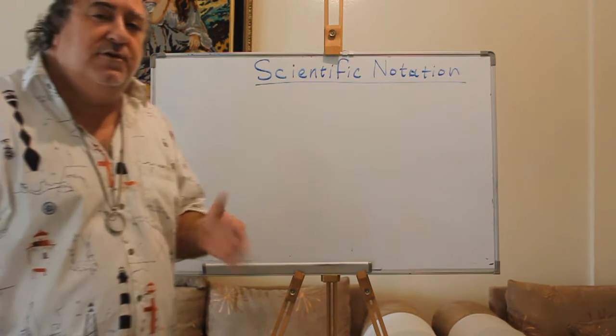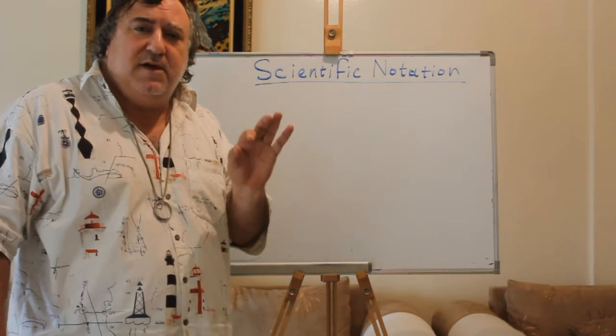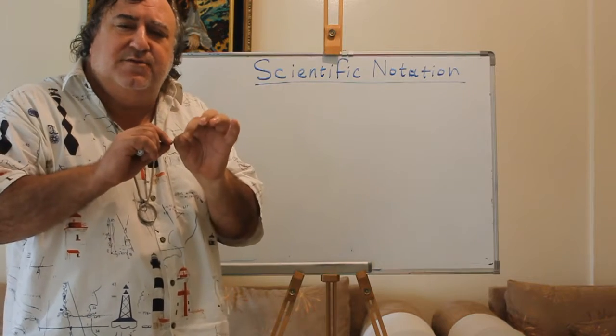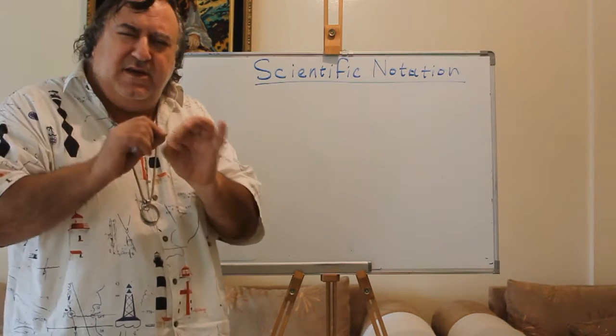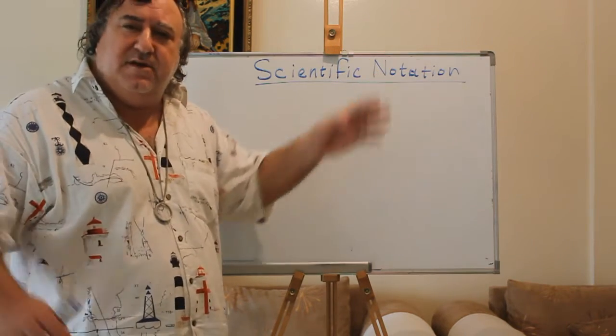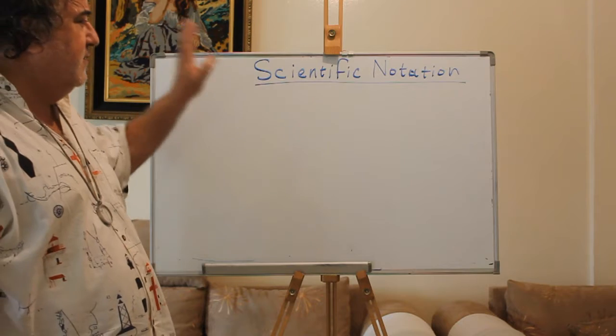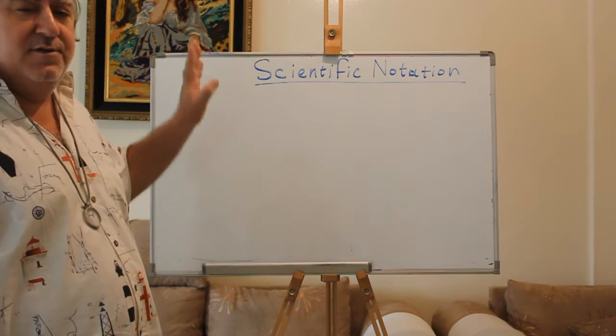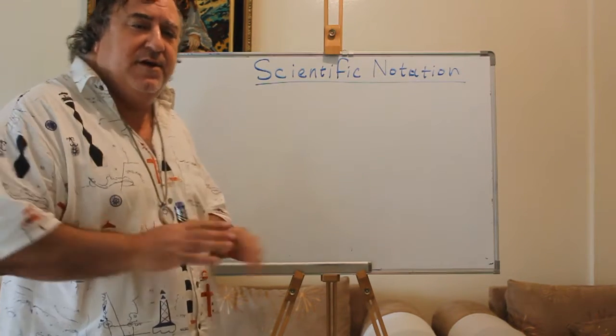Also, if you look at a very, very small number, like the distance between an electron and a neutron, it's a very small number. So it will be 0.000 something, very small. So there is also an abbreviation of how to write it in another way. Let me start with this first, please.